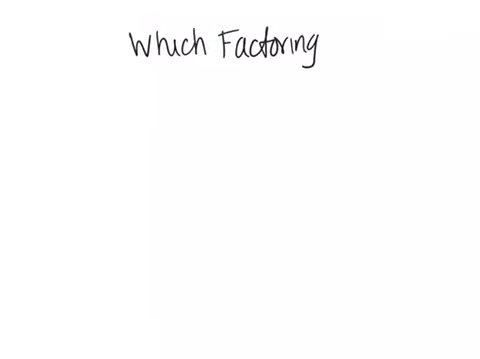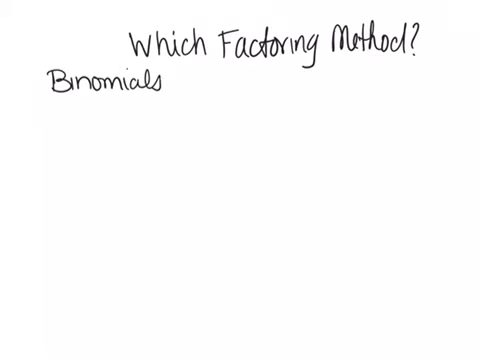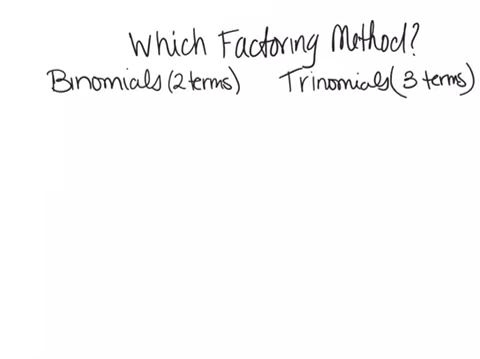Okay, so I wanted to talk a little bit about which method we need to use for factoring. Right now, we have two different types of polynomials. We have binomials. These have two terms. And we have trinomials. They have three terms. Now the binomials could possibly look like ax squared plus bx, or ax squared plus c, or bx plus c.